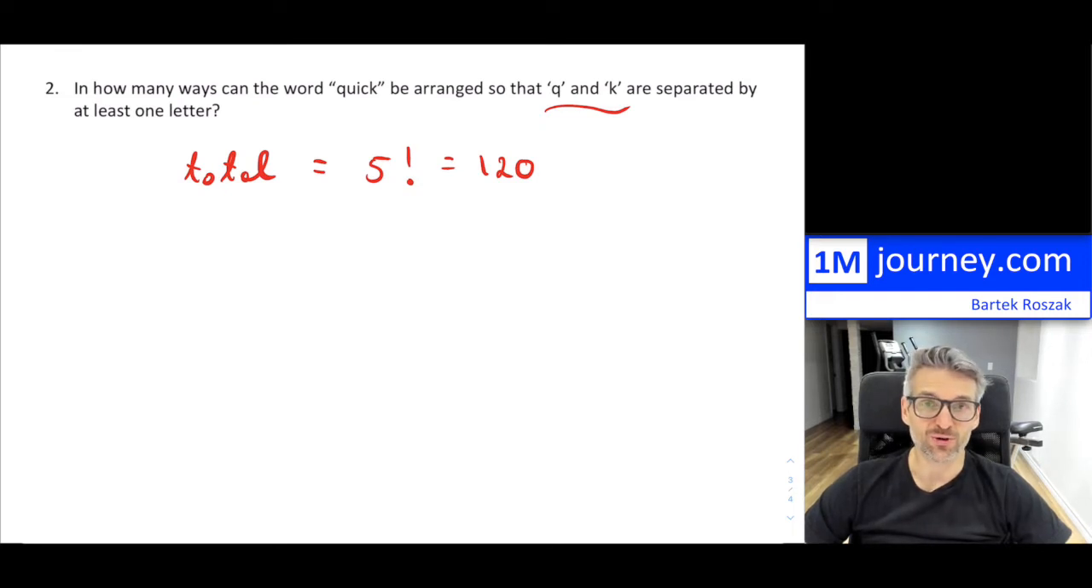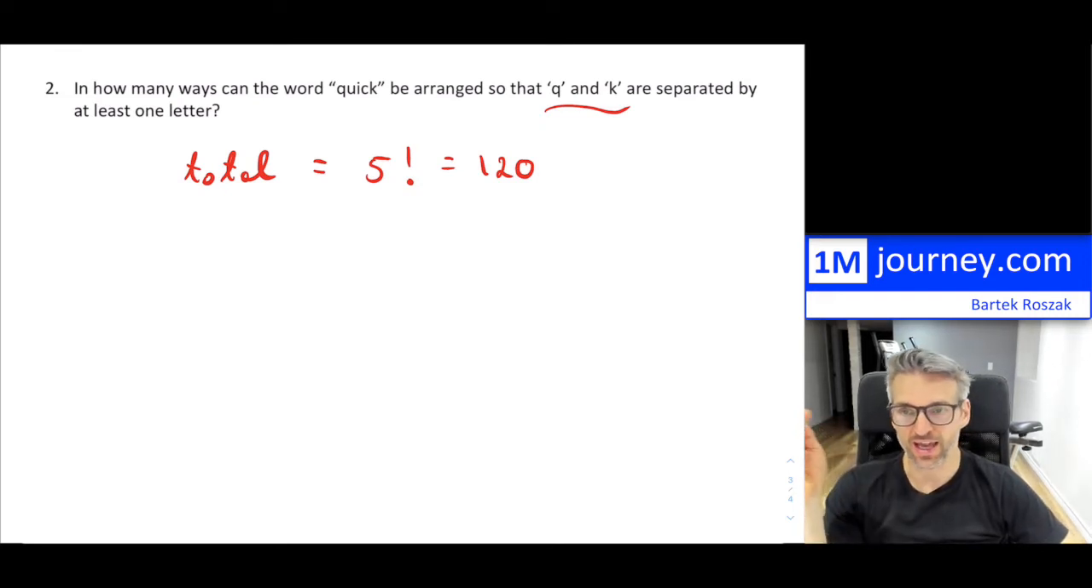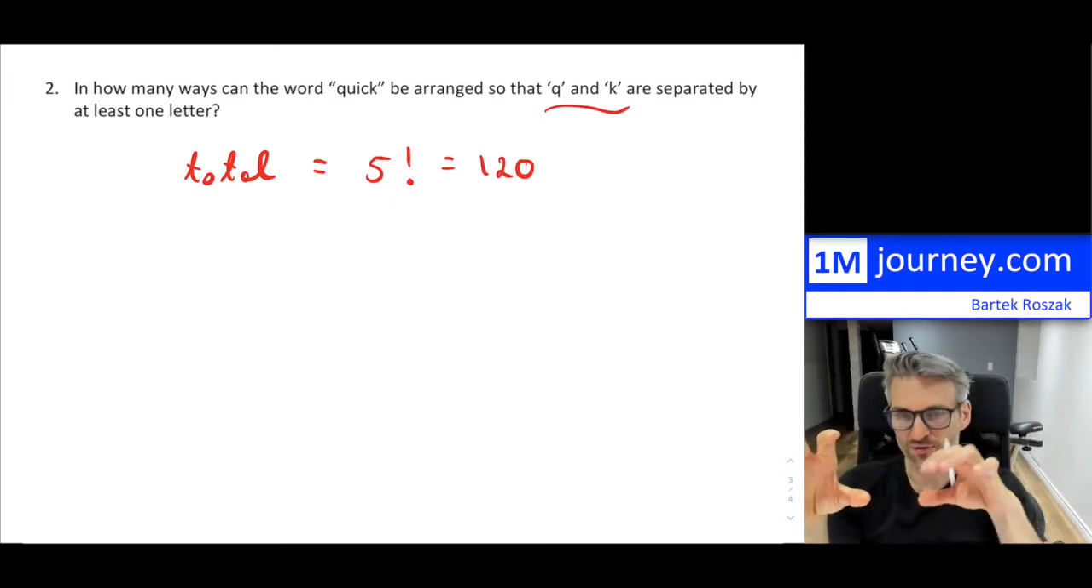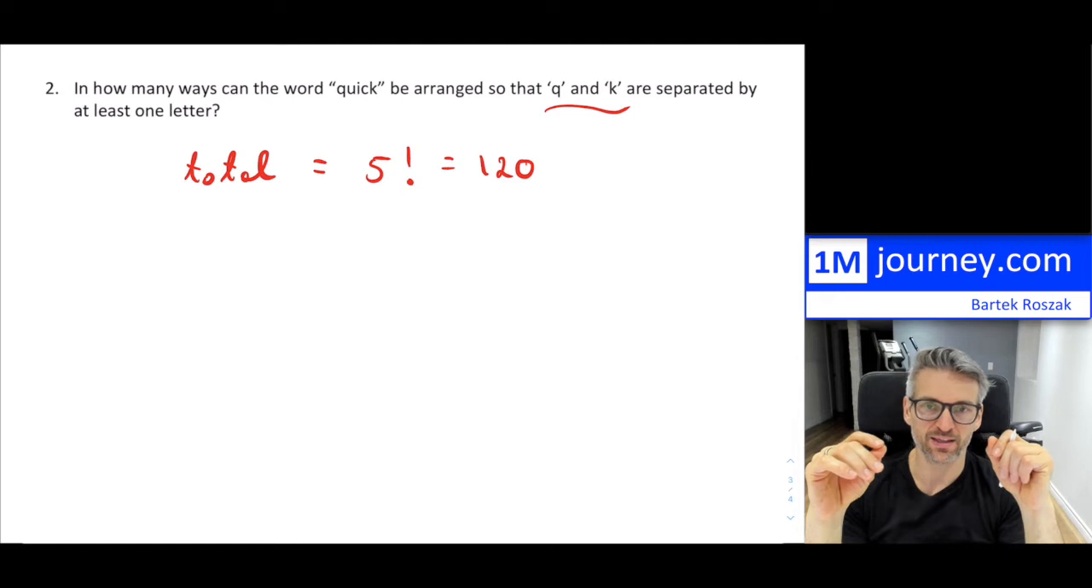Now you can try to pick your cases, right? And then see, okay, are they separated by 1, by 2, by 3, and so on. And it would create a lot of cases for you, and it's actually quite a bit of a headache.